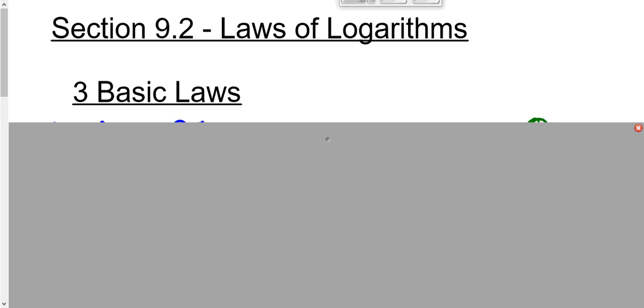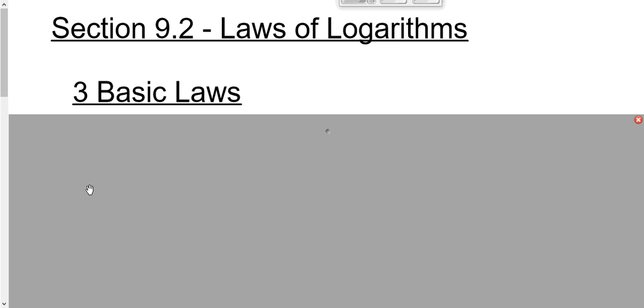Okay, these are your next section of notes. This is section 9.2, laws of logarithms. There are 3 laws of logarithms, and basically it's just rewriting the problem. So that's what we're going to practice today. Our 3 basic laws have to do with taking a logarithm and rewriting it in a different form.